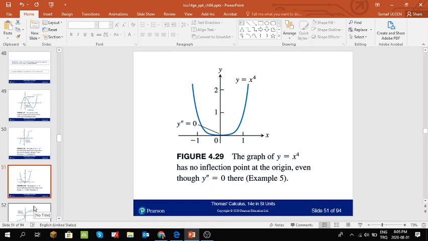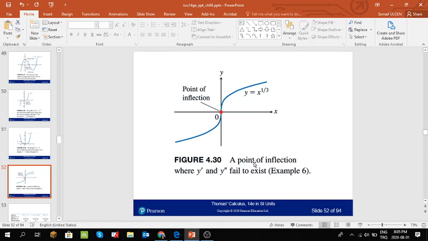This is an example where there is no point of inflection. Let's check it out. y is x to the 4. Take the first derivative, you get 4x cubed. Take the derivative one more time, you get 12x squared. If you equate it to 0, you get 0. So the second derivative becomes 0 at 0. However, this is not a point of inflection. The reason is before 0 it is concave up, after 0 it is concave up. Concavity didn't change. So there's no way 0 is a point of inflection.